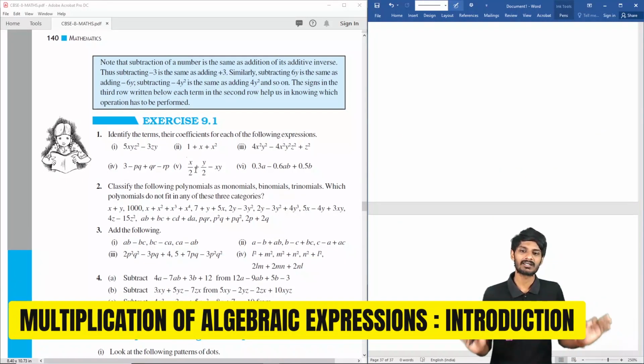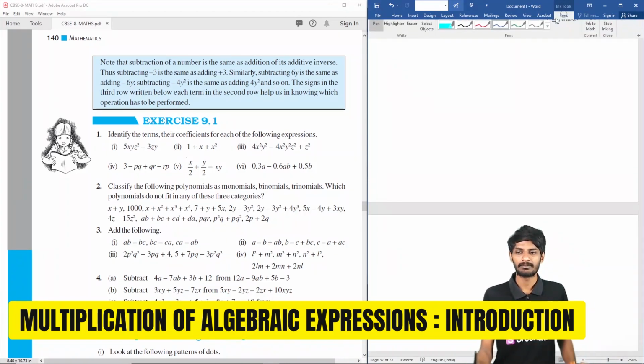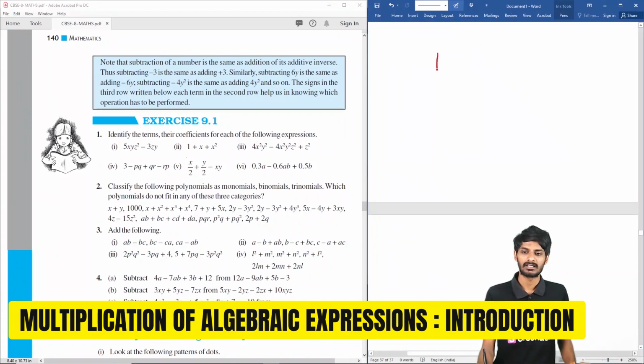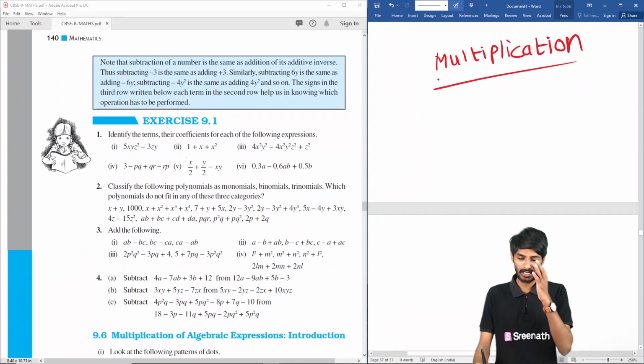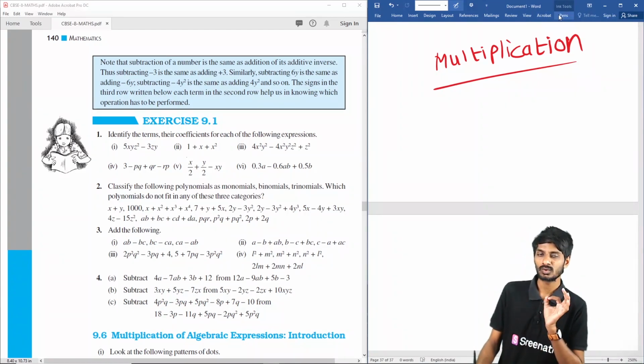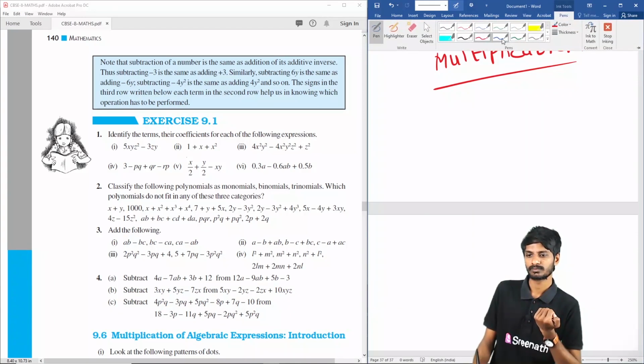So our main chapter concentrates on multiplication. What is it? Multiplication. So now we will discuss multiplication. What is it, students? Multiplication. So in order to do the task, what do we have to do?